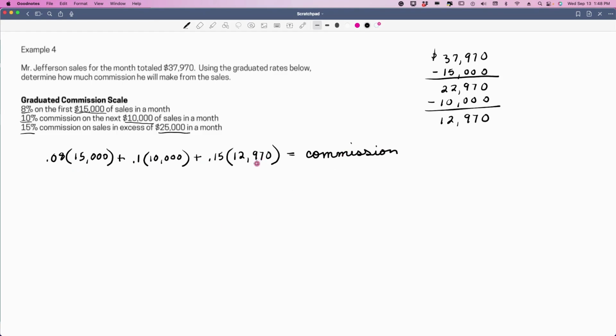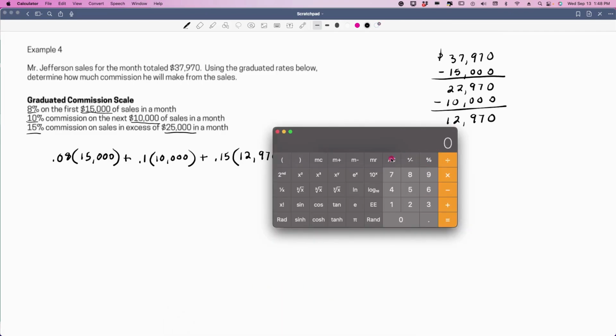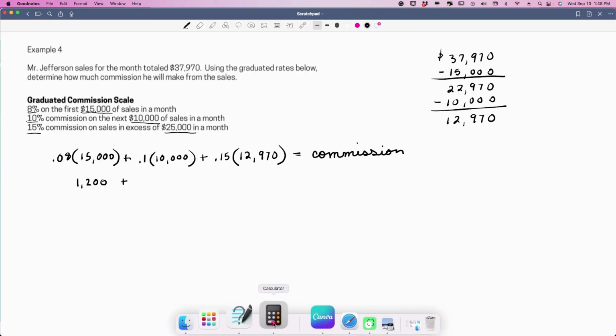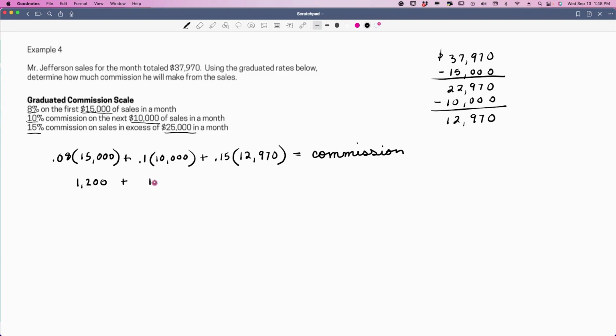All right, so let's do the calculations here. I'll pull up my calculator. For the first commission, I've got 0.08 times 15,000. That's 1,200. So let's write that here, 1,200 plus, and we know 10% of 10,000, I can do that one. That's going to be 1,000, but I'm going to go ahead and do it on the calculator. Just double check my math. Yes, I did that right. That's 1,000. So we put 1,000 here.